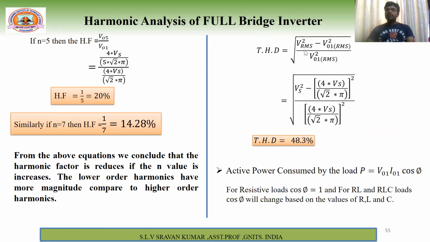But here VRMS is Vs square. Earlier that is Vs square by 4. And again this is also changed. This V01 is also changed. 4 Vs by root 2 pi. To simplify, you will get this.